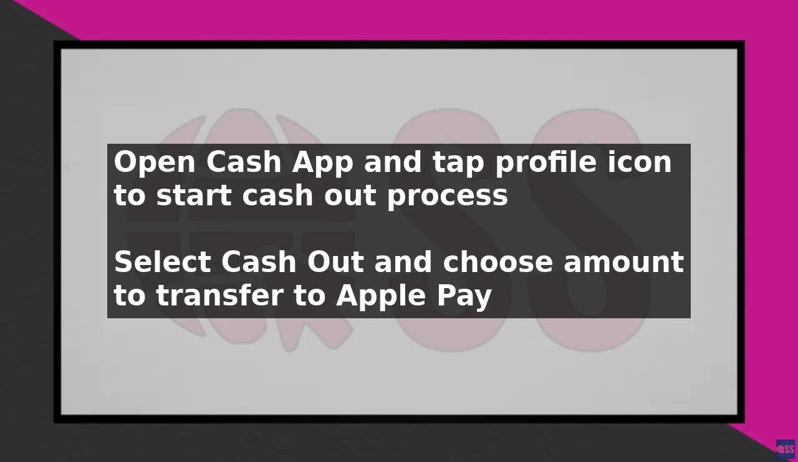To cash out from Cash App to Apple Pay, start by opening the Cash App on your mobile device. Tap the profile icon on the top left corner of the screen. Then select Cash Out. Choose the amount you want to transfer, or enter a custom amount. Next, select the destination for your funds. In this case, Apple Pay.